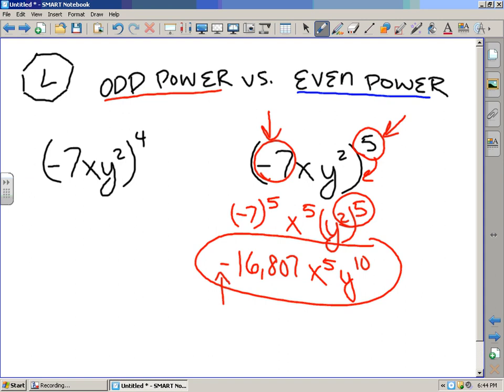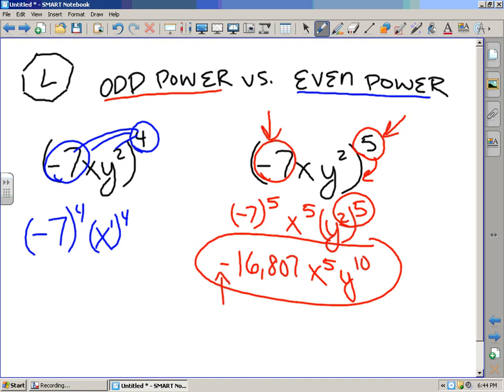All right, on the left side, we're going to deal with the even power, and this even power goes to every single piece. It goes to the entire -7, because that whole -7 is in the parentheses. Then the x gets a power of 4, and the y gets a power of 4.